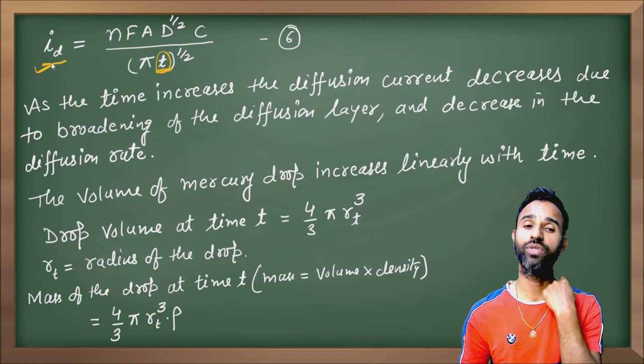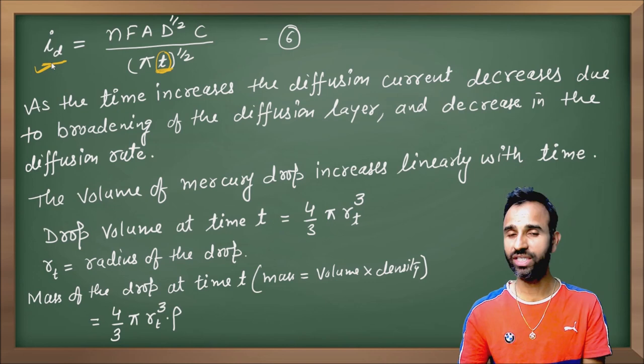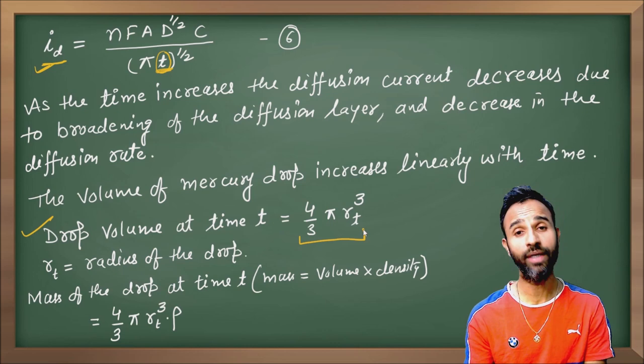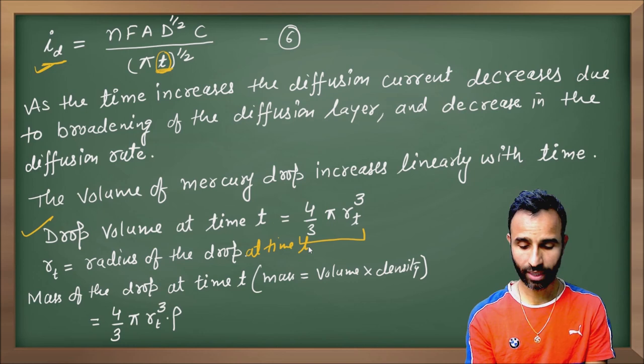Now come to the next part, volume of the mercury drop. When the drop is formed, the volume increases linearly with time. So the drop volume at time t, because the drop is spherical, is 4/3 π rt³, where rt is the radius of the drop at time t.